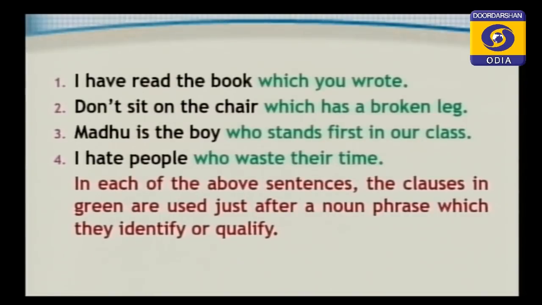In the first sentence, the noun phrase the book is defined by the relative clause which you wrote. So, the book is the antecedent to the relative clause which you wrote. In the second sentence, the chair, the noun phrase, is the antecedent to the relative clause which has a broken leg. Likewise, in the third sentence, the noun phrase the boy is the antecedent to the relative clause who stands first in our class. In the last sentence, pupil, the noun phrase, is the antecedent to the relative clause who waste their time.